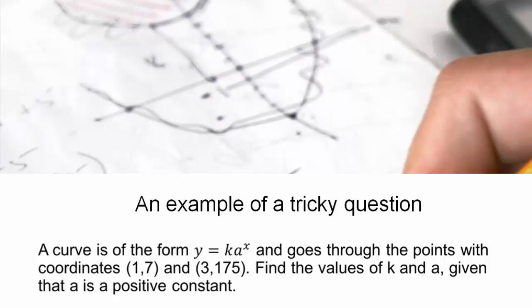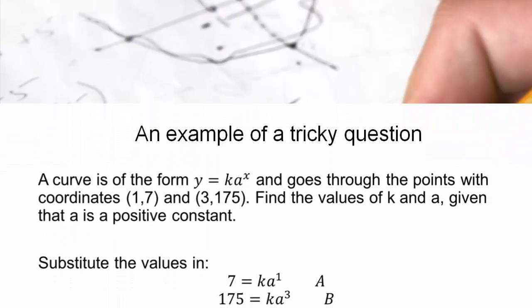Okay, so let's substitute the values in. We get 7 equals ka to the power of 1 by plugging in 1, 7, and 175 equals ka cubed by plugging in 3 and 175. Now, students are often perplexed as to how to solve this kind of system of simultaneous equations. I would put it like this: they can use substitution, because you could rewrite equation B as 175 equals ka times a squared, and therefore I could plug in 7 as ka into B.